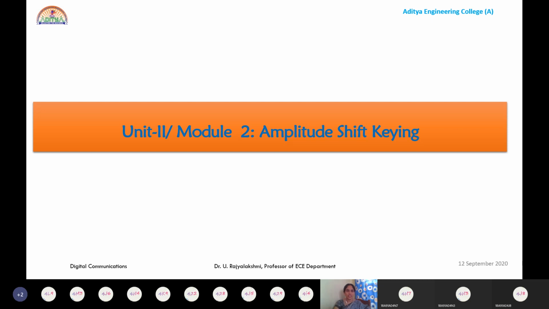So in the last class, we started the amplitude shift keying technique. We initiated the technique and we went through the transmitter section of ASK.